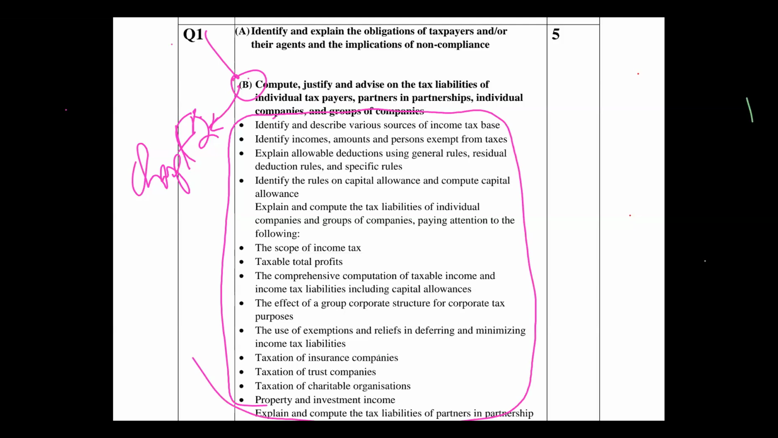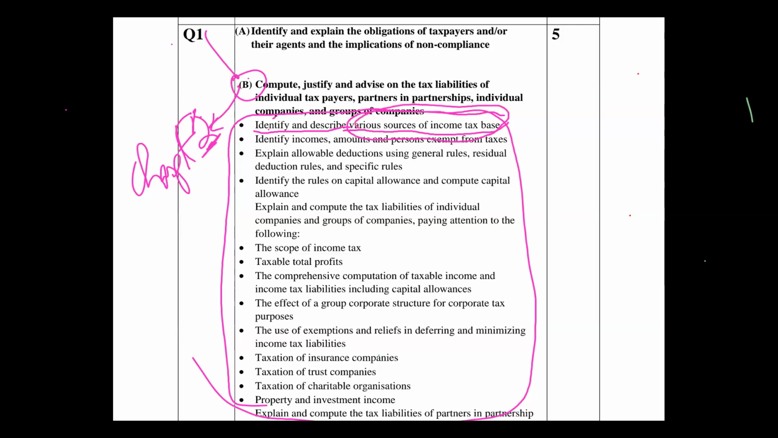So here, for me, since I've been writing ICA, I've been buying their manuals because of the format. When I visit the format, I'll find a specific description on this: identify and describe various sources of income tax base. So I'll find a topic on this, sources of income tax.